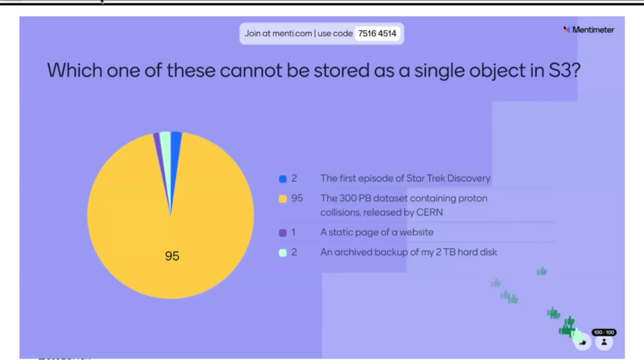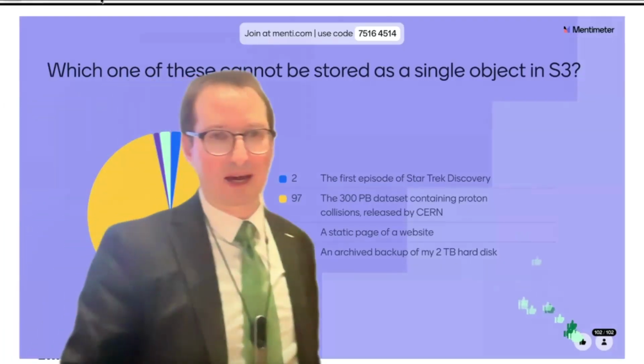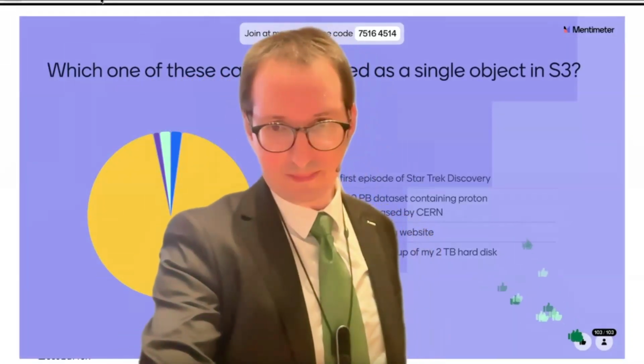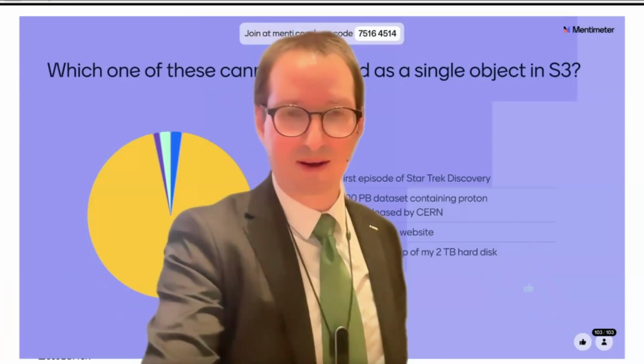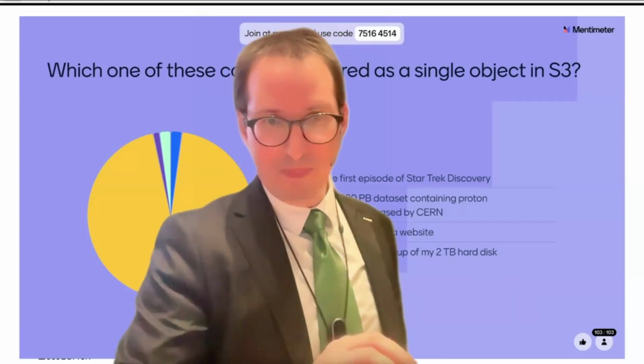Exactly, it's a limit of 5 terabytes per object in S3, if you remember. The order of magnitude matters. It's what fits on a typical hard drive. All right, so indeed, the rest we can, but not CERN, and we'll see today how we can do it.